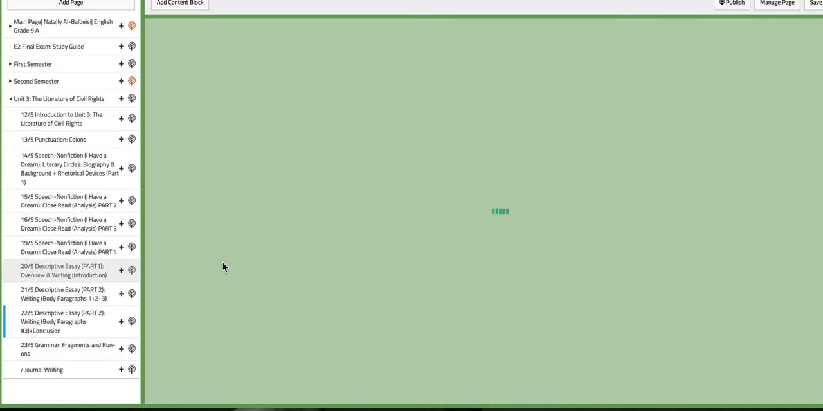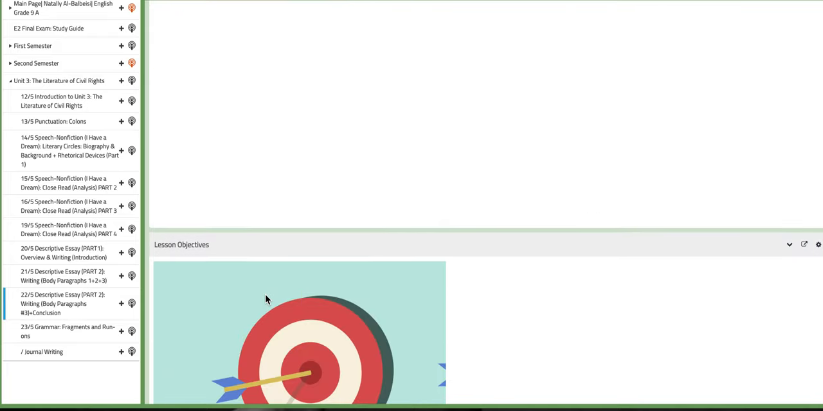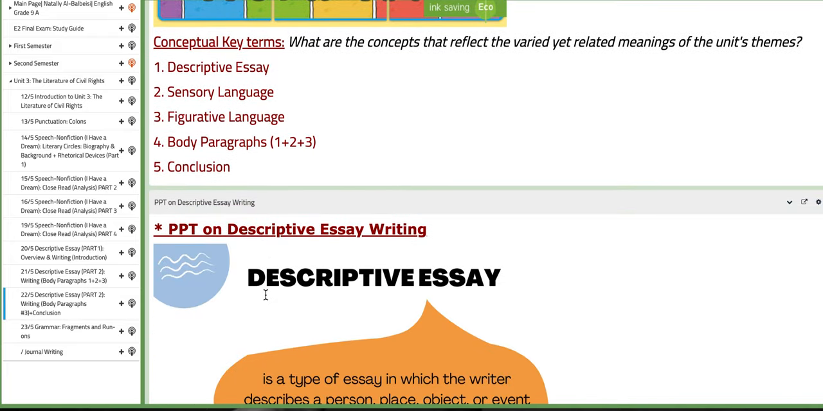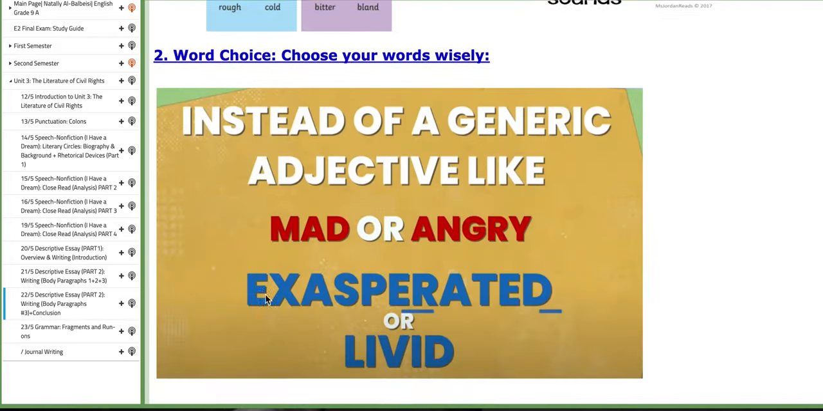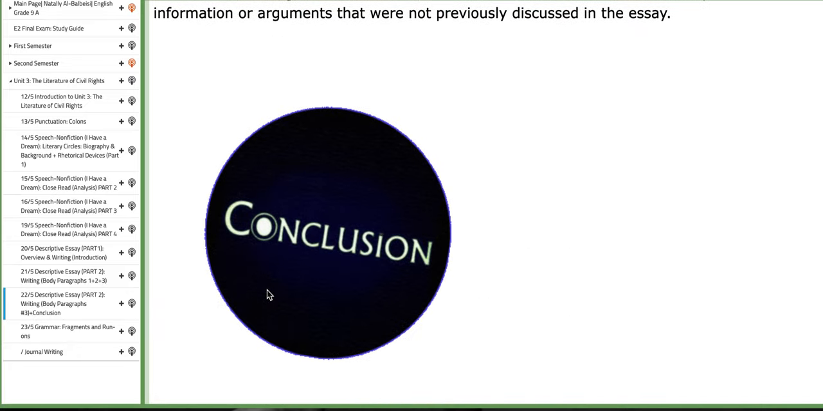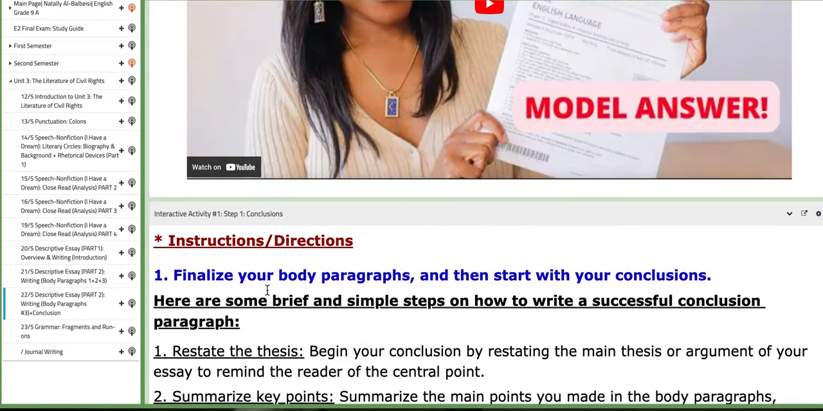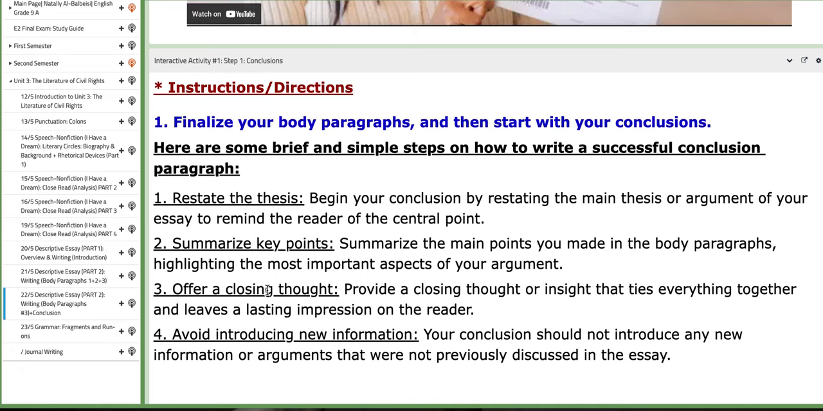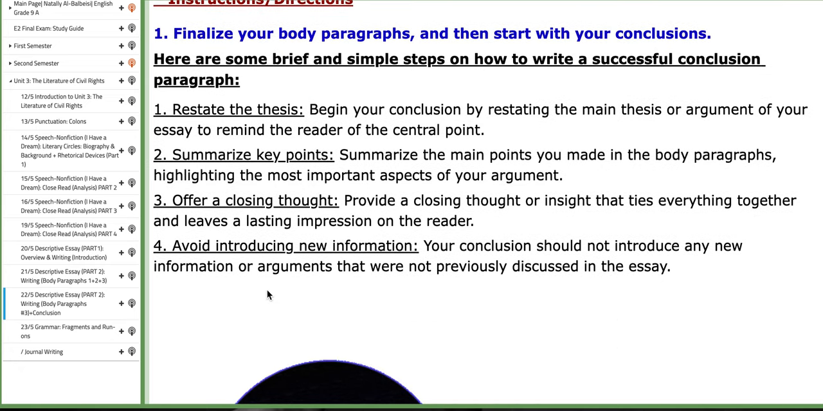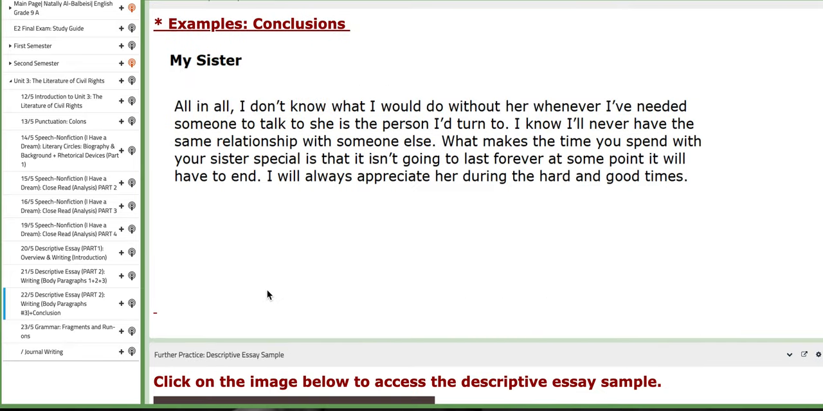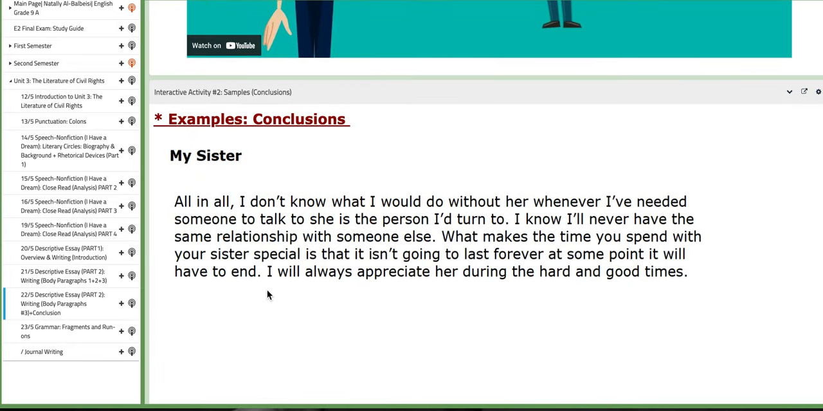Now, on the following day, you are going to finalize in class your body paragraphs and start with your conclusions. Of course, in interactive activity number 1, you have exactly what you need to include or how to write a successful conclusion paragraph. Okay, and of course, you have a sample of a conclusion paragraph.